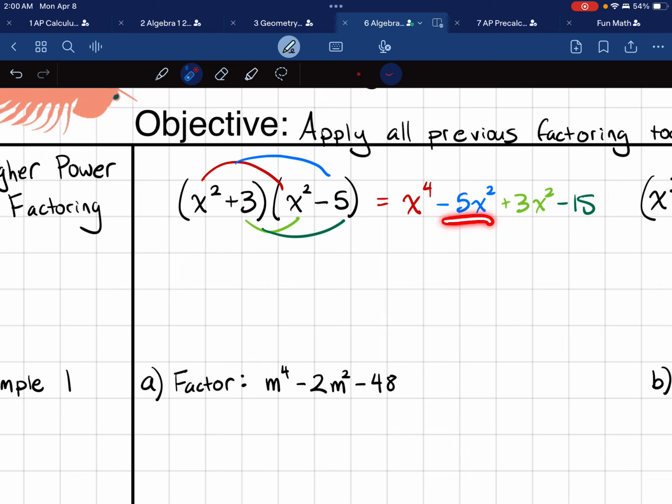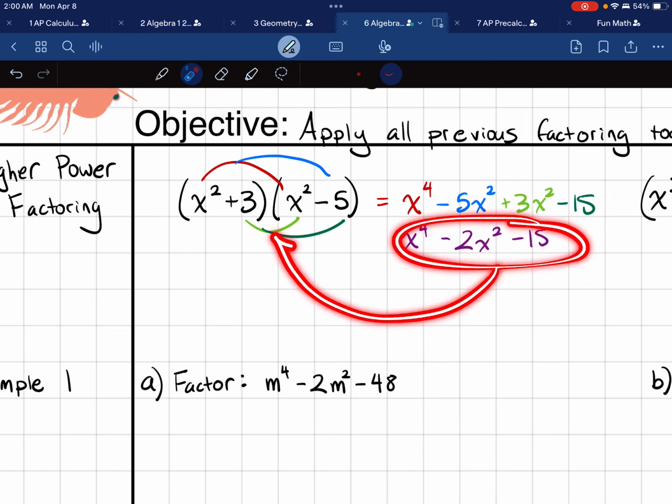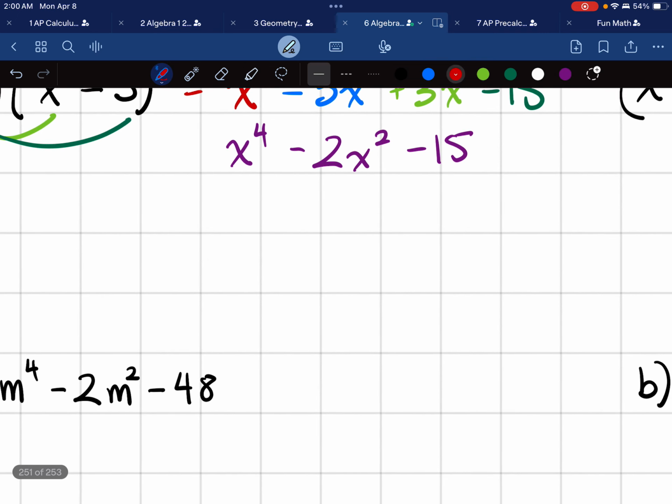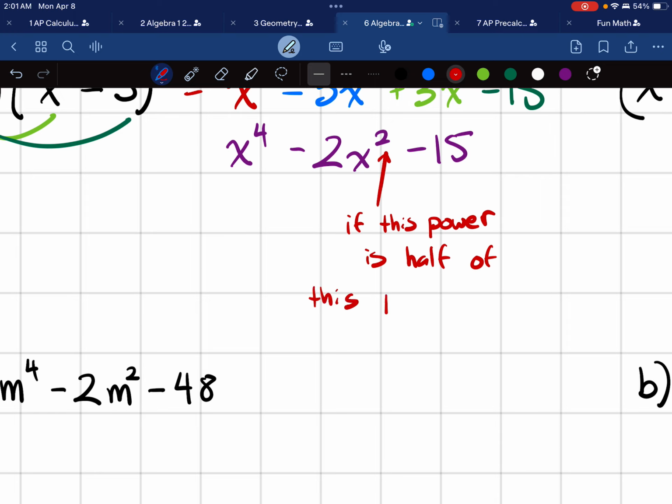The main thing that I'm trying to show you is these two middle terms will still be the exact same power, because these two terms were the same power and these two terms were the same power, meaning I have like terms in here, and I can combine them to make this final answer, x to the power 4 minus 2x squared minus 15. What I'm trying to get at is if this middle power is half of this power, I can go backwards from here to here. I'm going to write that down because it's important. If this power is half of this power, then we can factor.